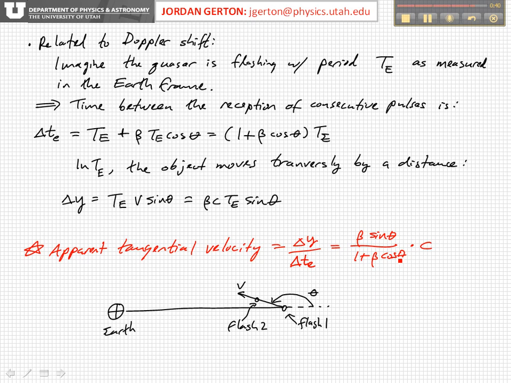And if you look at this, when theta is very close to pi, that is when the velocity is almost heading directly towards Earth, but with a small transverse component, then cosine theta is close to minus 1. And if beta is close to 1, so very high speeds, then the denominator is close to 1 plus negative 1, which is very close to 0. And this numerator gets small, but the fraction gets very large, and can be much larger than c. So in this case, you can have apparent superluminal velocities.